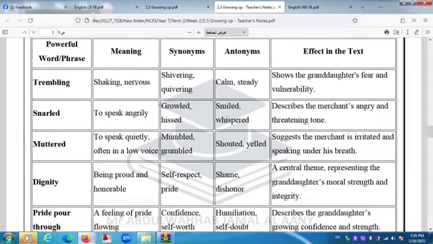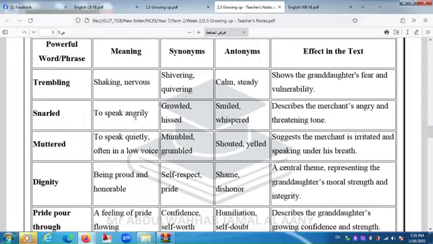Trembling, the meaning is shaking, nervous. Synonym for it, shivering or quivering. Antonym, calm or steady. Effect in using this word in the text: to show the granddaughter's fears and vulnerability.